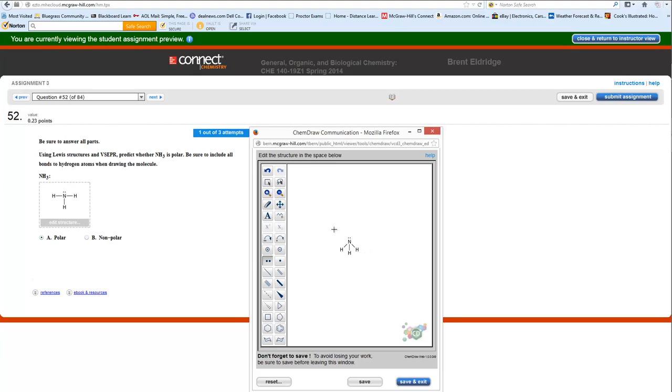It's AX, so we got a total of 8 electrons. It's AX3E. So there's an X, there's an X, and there's an X: 3 bonding pairs and a lone pair. So it's AX3E. How do you keep 4 things as far away from each other as possible? Well, it's a tetrahedral framework.